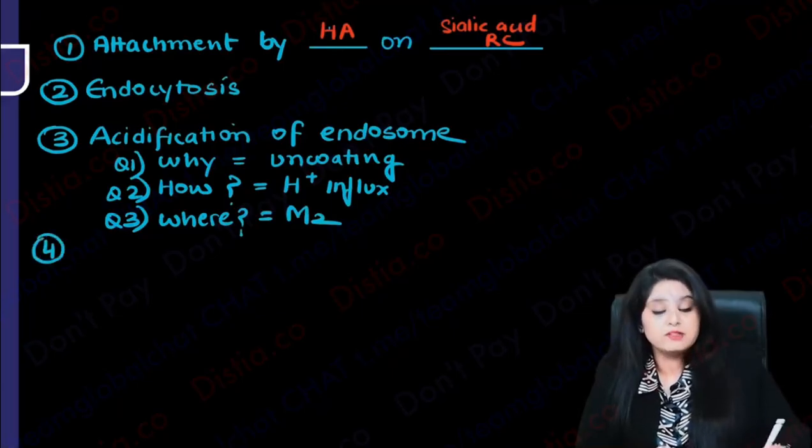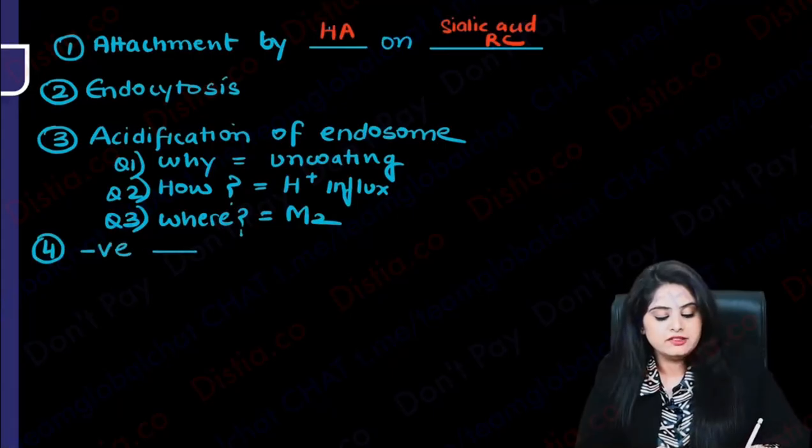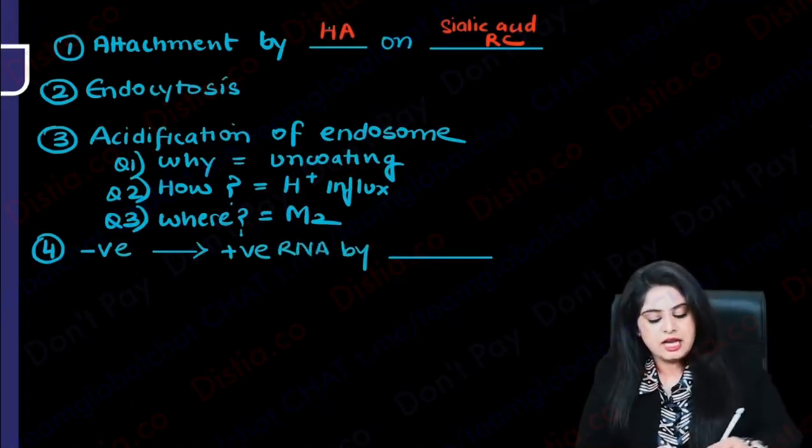Question 4, or you can say the 4th point, says that you are now going to convert the negative sense RNA into a positive sense RNA by which enzyme? This I think everyone knows. It is the RNA dependent RNA polymerase.